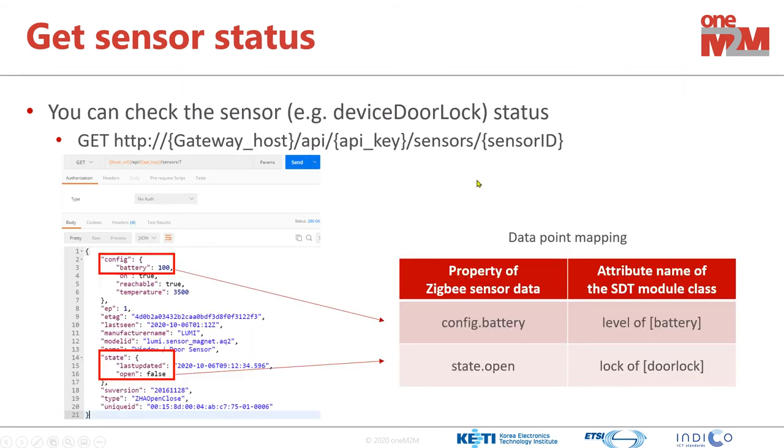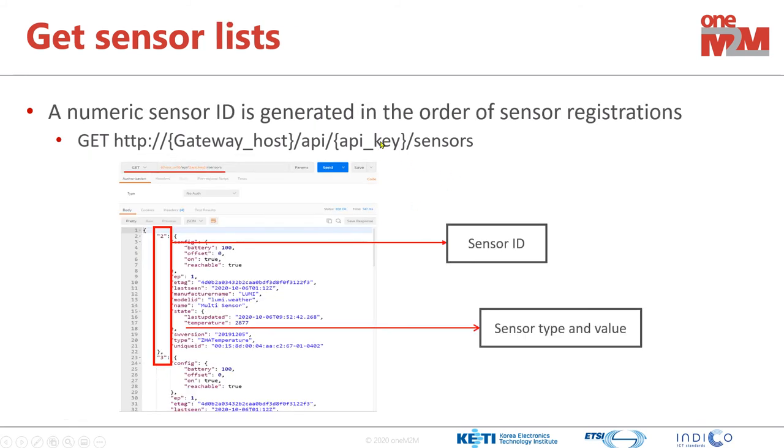We can also check the individual sensors' status, like the battery level inside the config or the other properties inside the state. Like this is the door lock, and we can check the status if it is open or not, like this from their API. And again, from the previous API of Deconz, this is listing all the sensors and their information.